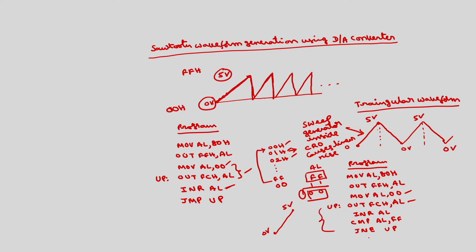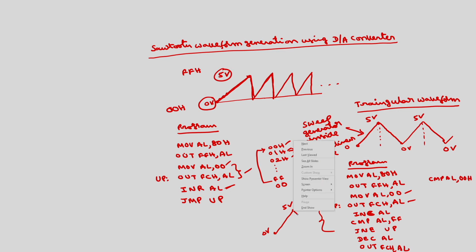Once it comes out of the loop, it means this is FF. After that we have to do a decrement operation. Here you have to write DEC, this is INC, DEC AL. So, FF becomes FE, then we have to output onto the same FCH. Then you have to compare AL with 00. Till 00 you have to decrement.